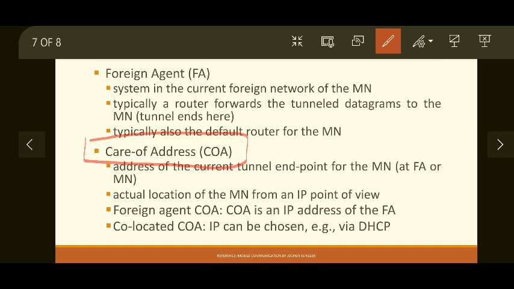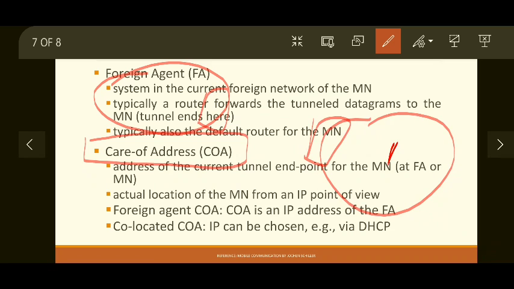Care of address is the address of the current tunnel endpoint for the mobile node. So when you move from one subnet to another subnet, your packets will have to be sent to your new address, and that address is the care of address, which is the address of your tunnel endpoint, which is most probably the address of the foreign agent. But as I said, the mobile node can also act as a foreign agent. So sometimes the tunnel endpoint is at a mobile node also.